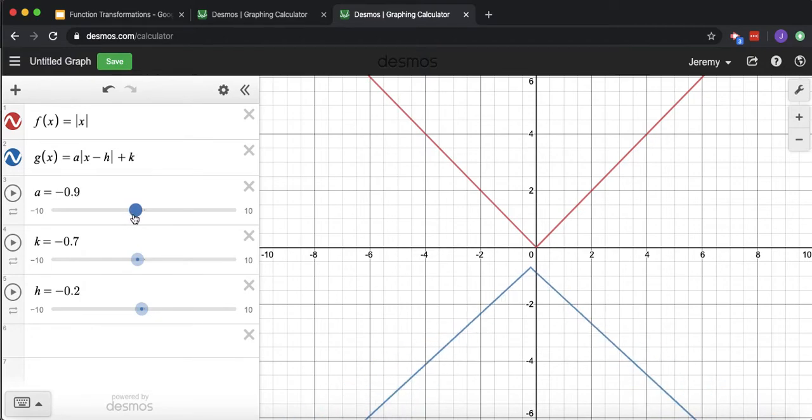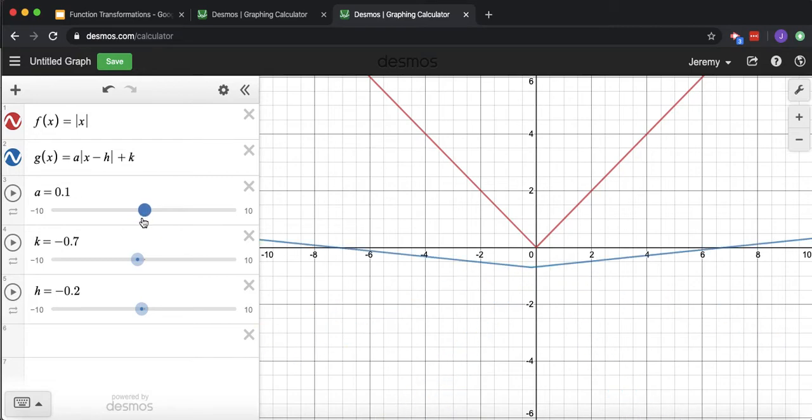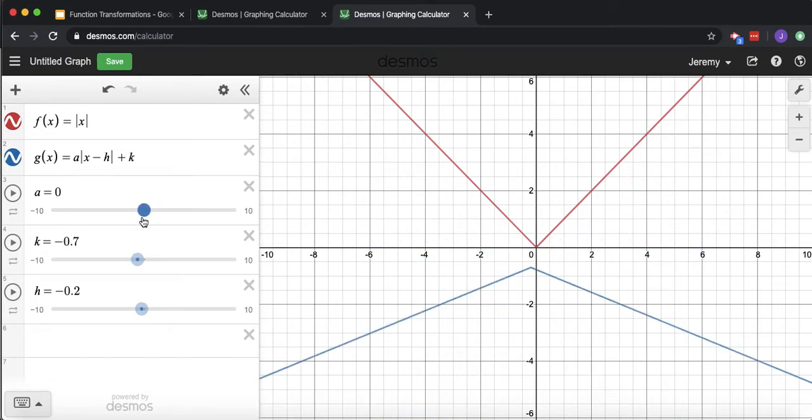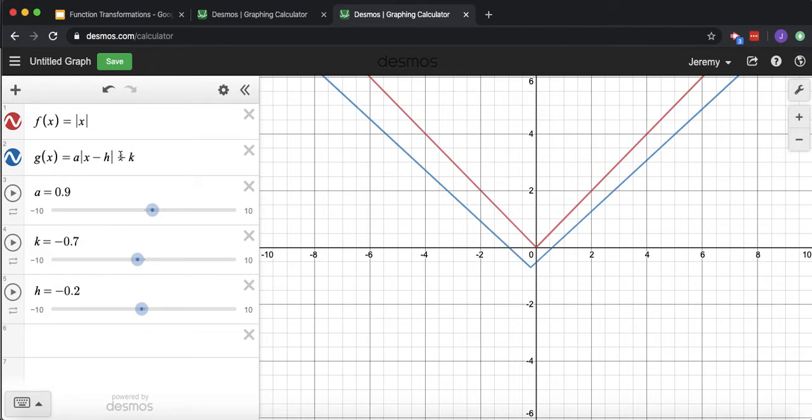So a handles a few things: stretching, compression, or reflection. Now I've got a very general absolute value equation here for g of x. Depending on the values of a, h, and k, my graph may be scaled and reflected, shifted to the left or to the right, and shifted up or down, however much I choose.